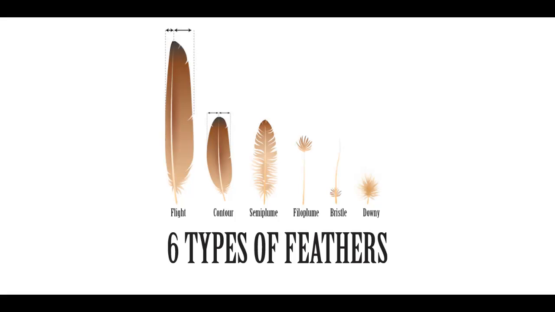There are 6 types of feathers: flight, contour, semiplume, filiplume, bristle, and down. For our purposes, we will be focusing on flight and contour feathers, as they are the feather types that give birds their shape and appearance.